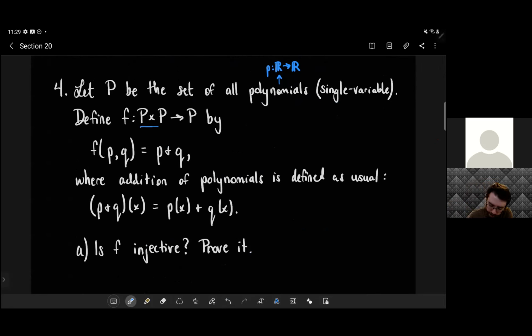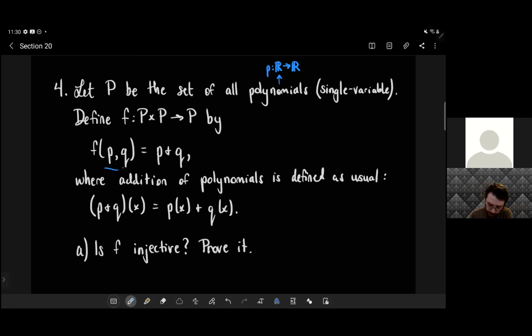And we're defining something from P cross P to P. And what that means is your function takes a pair of polynomials, call them p and q. And I know you're used to seeing this as p(x), q(x), but we're just saying it's an element of P. So of course it's a polynomial. You could write it as p(x) if you want to, but I'm just gonna use a shorthand.